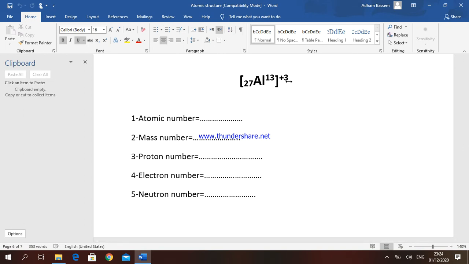So the number of positive protons equals 13, while the number of negative electrons becomes 10. Okay, so the positive protons are more than the negative electrons in the aluminium ion. So we say that this is an aluminium positive ion, and the number of neutrons doesn't change. The number of neutrons is calculated by mass number minus atomic number, which equals 14.